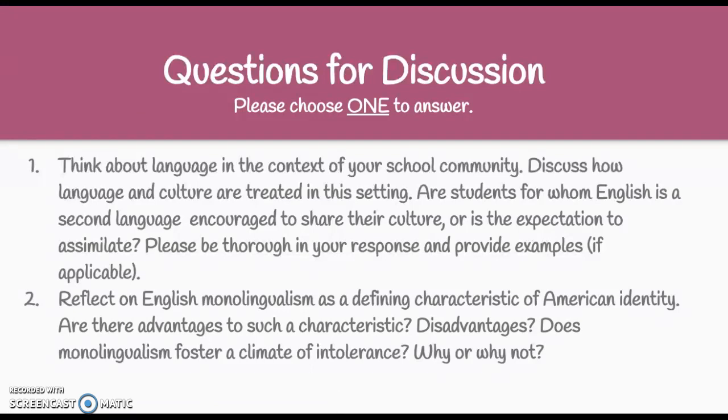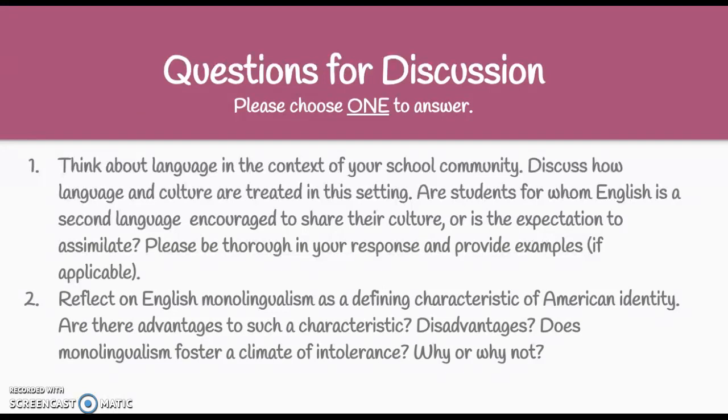Back to questions for discussion, just thinking about language today. I will use as an example a student in my class who came from Cuba, and she spoke no English. And one of the first things one of the teachers on our hall said is, why would her parents come over here and they don't speak any English? So just hold comments like that in mind and think about language in the context of your school community, and discuss how language and culture are treated in your school setting if you are in a school. And are students for whom English is a second language encouraged to share their culture, or is the expectation to assimilate? And so I'd love to hear some feedback from you on that.